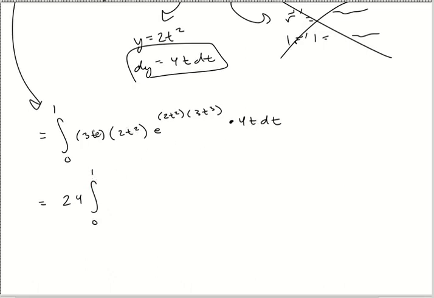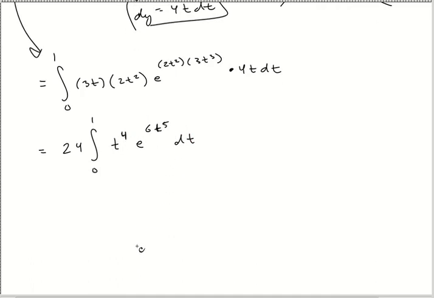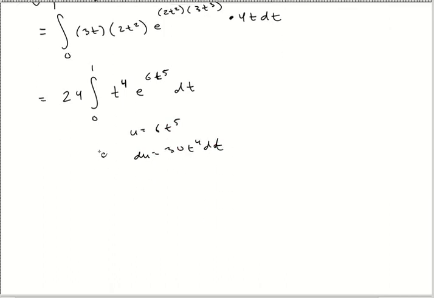I got t to the 4th e, and then up here I got 6t to the 5th. Notice that pretty much the only way this could work is if you did a u substitution. That should help. So u substitution, u is 6t to the 5th, du is now 30t to the 4th dt. If you know how this works, you divide by the 30. And then the integral of e to the u is e to the u. So you just go ahead and replace it there from 0 to 1. Go ahead and plug in the 1 and the 0.